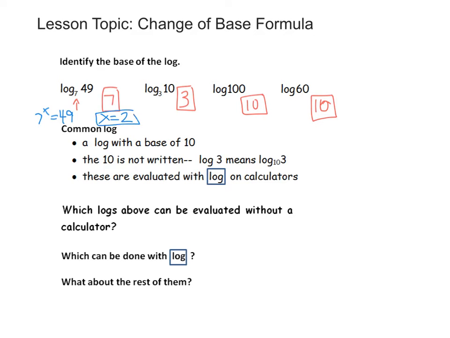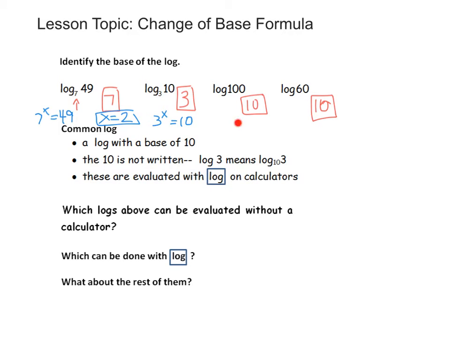2 in this situation. Even though it was a base of 7, we didn't need the log button on our calculator for that one. The next one, log base 3 of 10. If we rewrote that one, we'd have 3 raised to the x power equals 10. We know 3 to the first power is 3, 3 to the second power is 9, and 3 to the third power is 27. So we know it's somewhere between 2 and 3, but we don't know what it is. We can't evaluate this one right now, and we can't use the log button to figure it out because it's not in base 10.